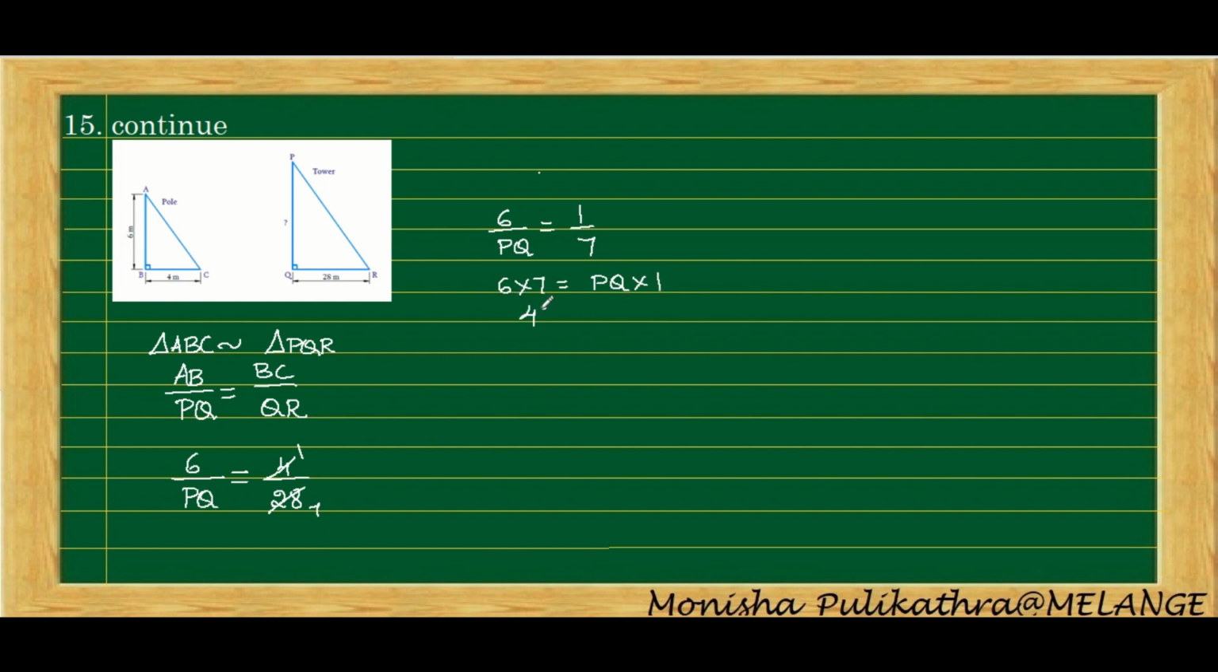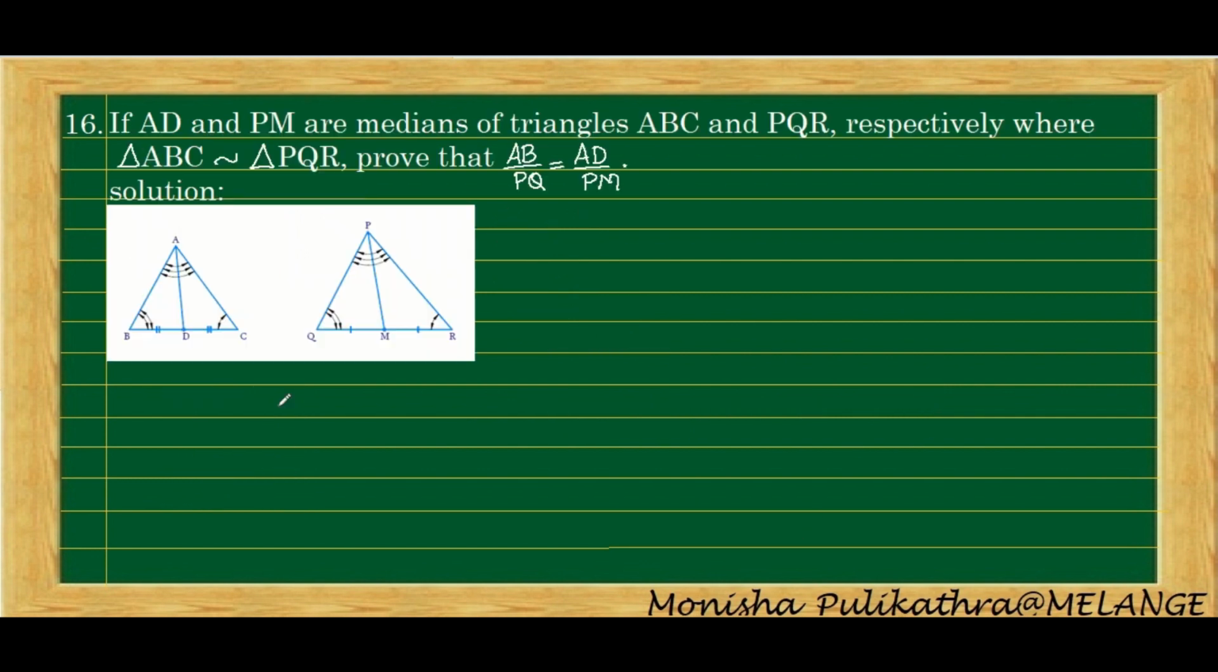So 6 sevens are 42, which is equal to PQ. Therefore, PQ is equal to 42 meters. So the height of the tower is equal to 42 meters. So hope you understood this. Moving on to the last question of this session.